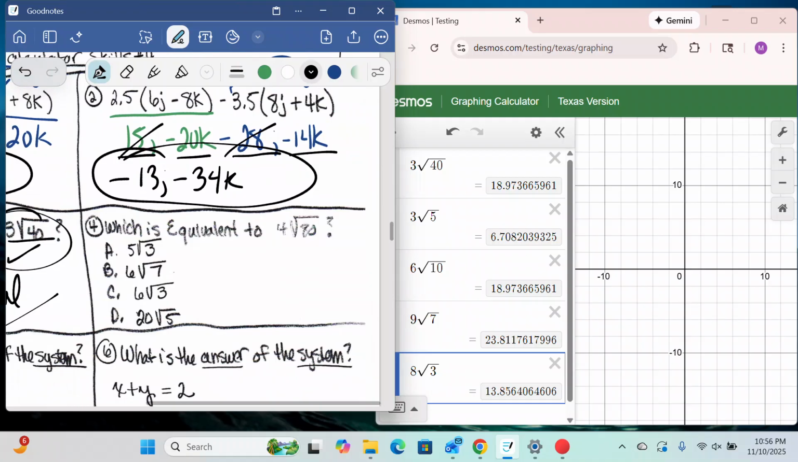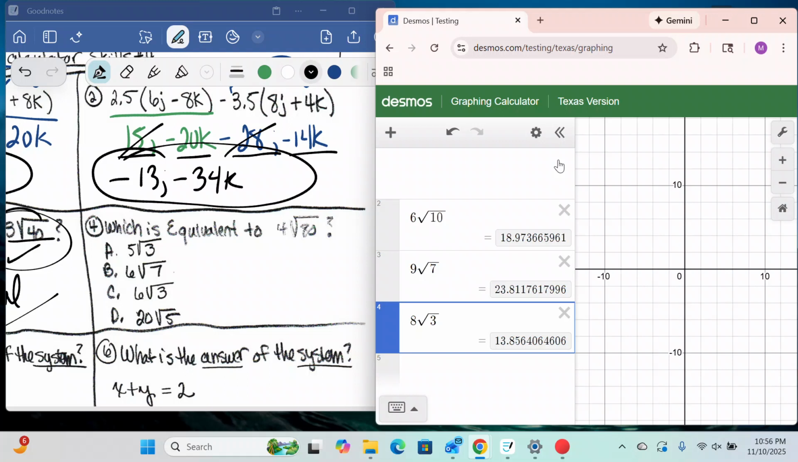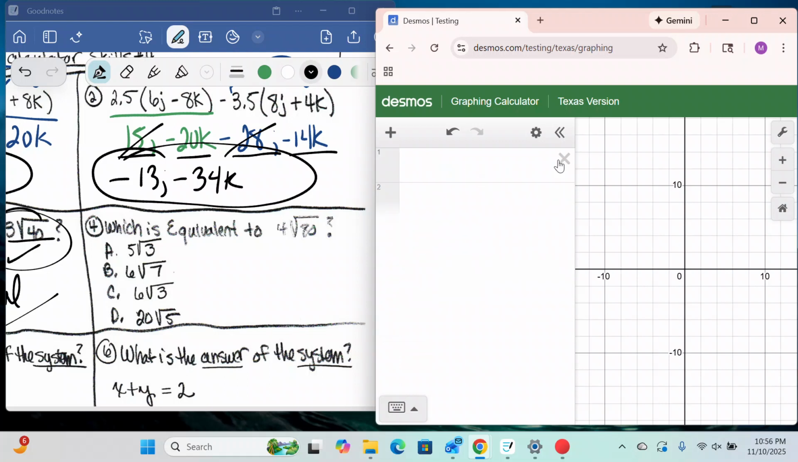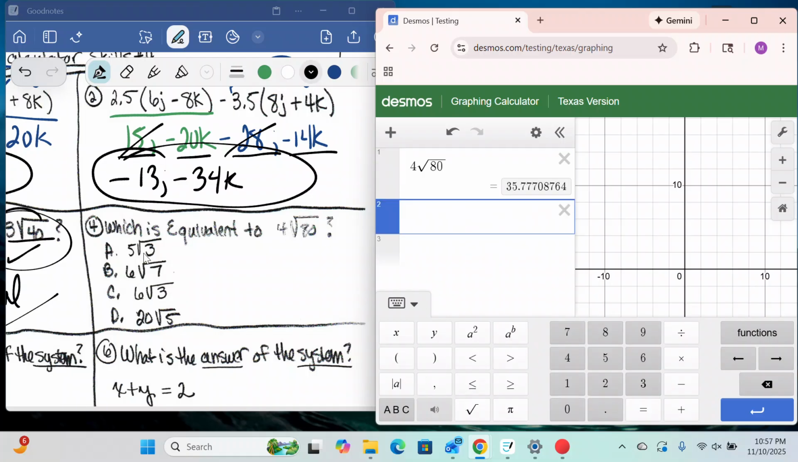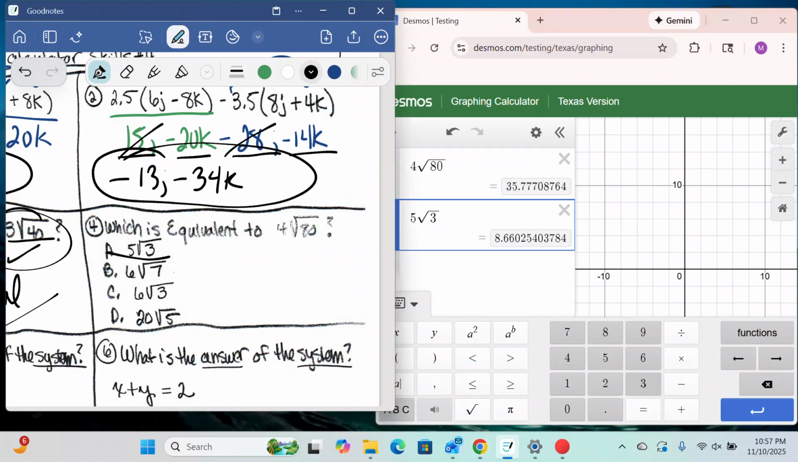If you look at number 4, I'm going to do the same thing. Let me show you the way I would handle it, because I did it the long way and sometimes it gets confusing. Sometimes a lot of problems get confusing, so I would input 4 square roots of 80. And I know the answer is 35.777. So I'm looking for one that is equivalent. I'm going to input the first one, 5 square roots of 7. No, 5 square roots of 3. Both of them are not equal, so this one is not right. So 8 is wrong.